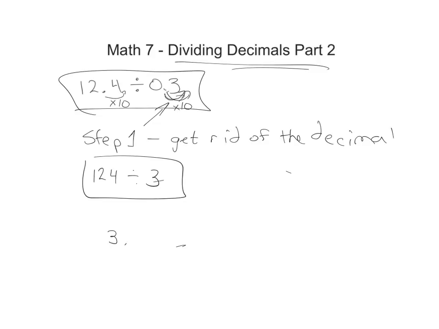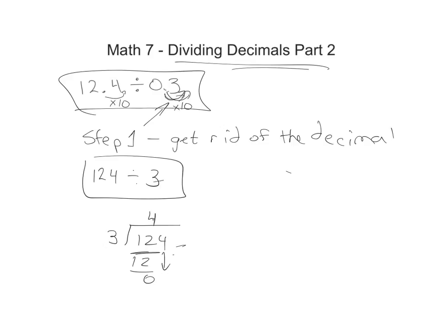Well, put the 3 in front, 124, and we ask ourselves, if you divide 12 up into 3 groups, how many would be in each group? And we know that that would be 4. How many are left over? Well, 4 times 3 gives me 12. 12 minus 12, hey, we used them all. There's none left over. Bring down the 4.